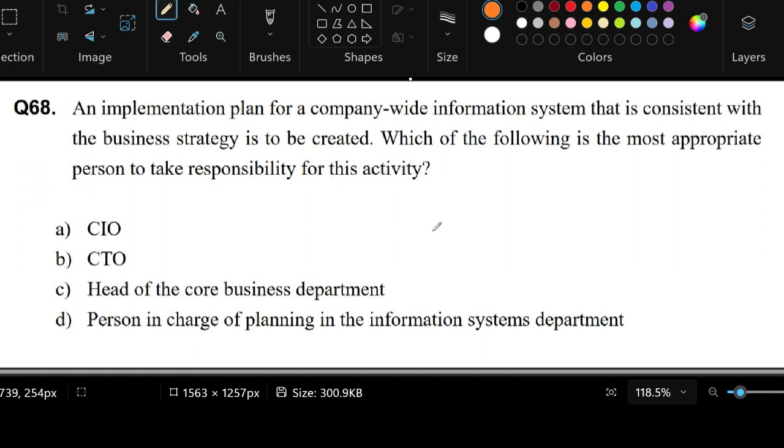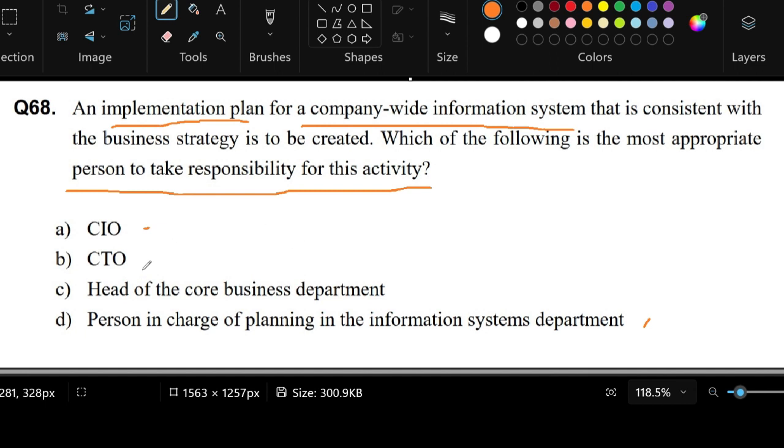Let's highlight a few keywords. We're talking about an implementation plan for a company-wide information system. Which of the following is the most appropriate person to take responsibility for this activity? I was answering this also just a while ago, and I was choosing between letter A or letter D. And let's see first why the other choices are incorrect.